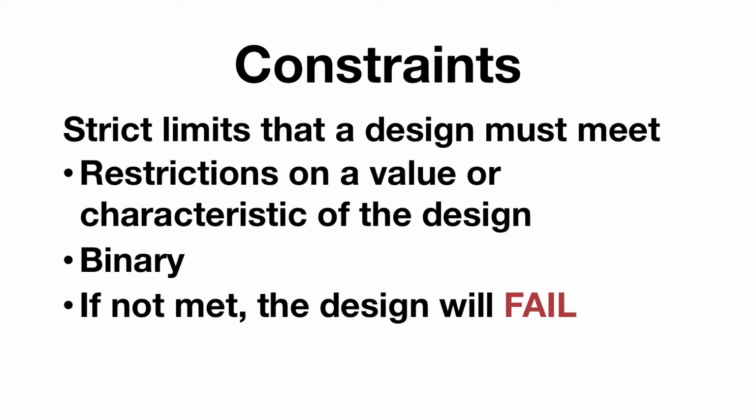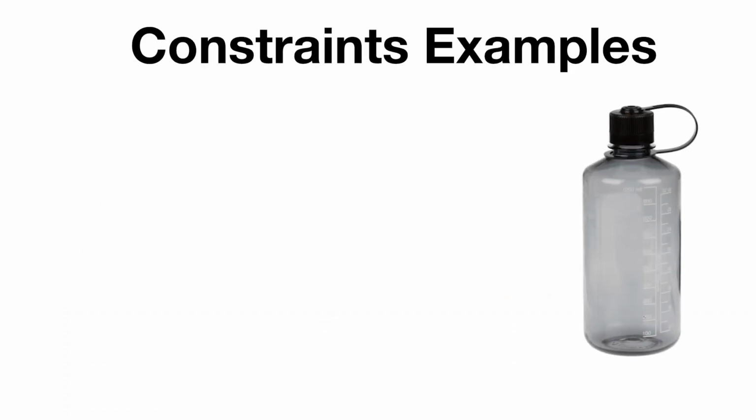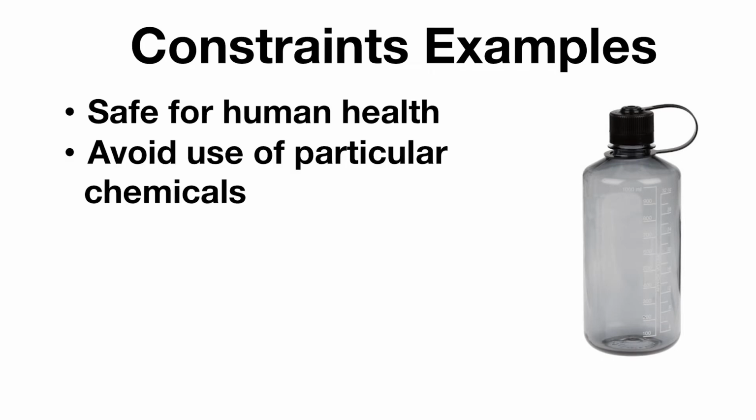Constraints can relate to laws and regulations, especially with regards to human health and safety, as well as the protection of the environment. You can learn about constraints through research through your design context review. Examples of constraints for your water bottle would be that you can't produce an unsafe water bottle, and that you need to avoid the use of particular chemicals in the manufacturing of that water bottle.